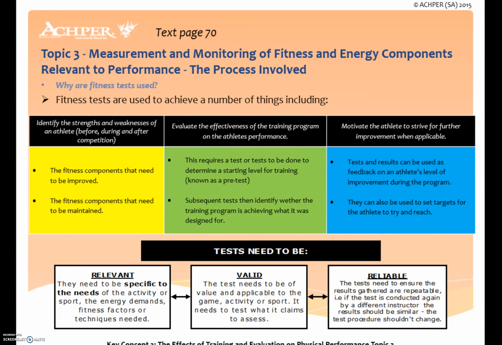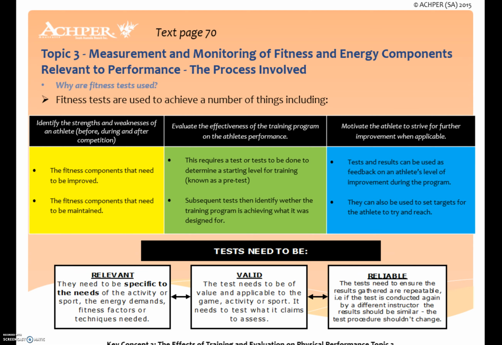Now we next need to be able to evaluate the effectiveness of this training program on the athlete's performance. So more or less looking at the training program and see whether it is working. Is it improving these athletes' particular energy systems or fitness components? So this requires a test to be done to determine a starting level, and then subsequently to see whether the improvement has been made or not. So we do it during the training program, the end of the training program.